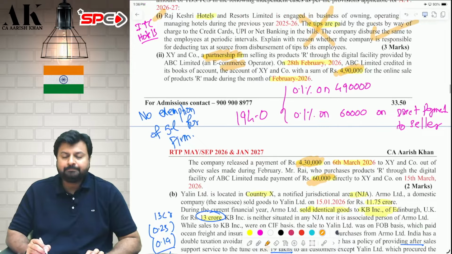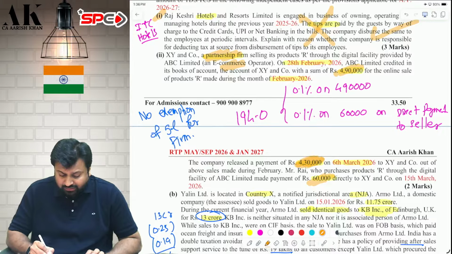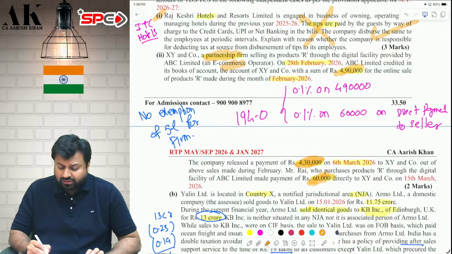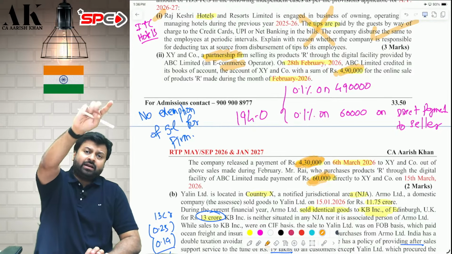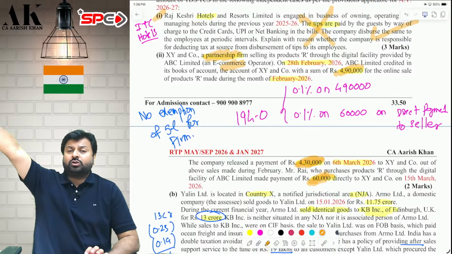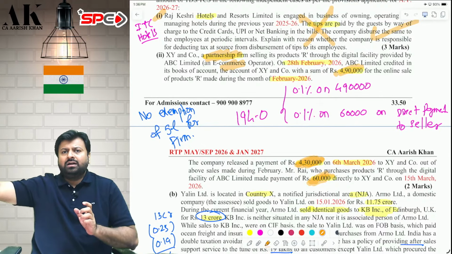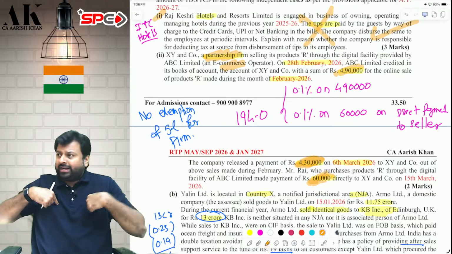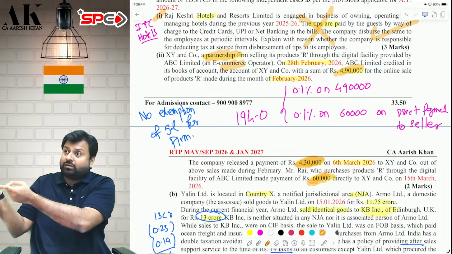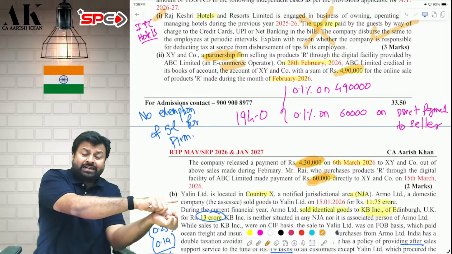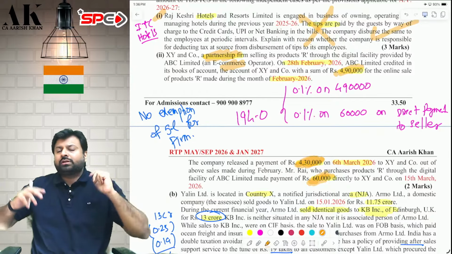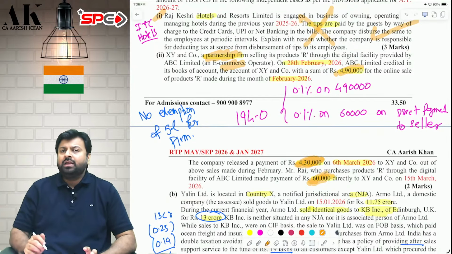Check it, please. On this 4,30,000 also 0.1%. On this 60,000 also, directly paid by consumer to the seller, not paying through the e-commerce operator. Generally, what happens? The buyer pays to the e-commerce operator, who pays to the seller. 4,30,000, that is subject to TDS. Second, the customer directly paid to the seller. That is also subject to TDS. It is deemed to be credited by the e-commerce operator.